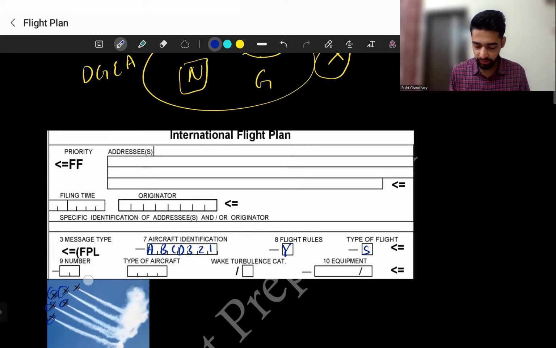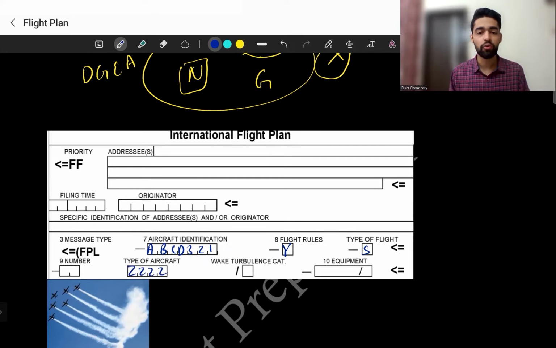So this is the case. Now let's come to the second part of item number 9, that is type of aircraft. This is very important for us. Just imagine if you don't know the type of aircraft, you can directly fill it as Zulu, Zulu, Zulu, Zulu.